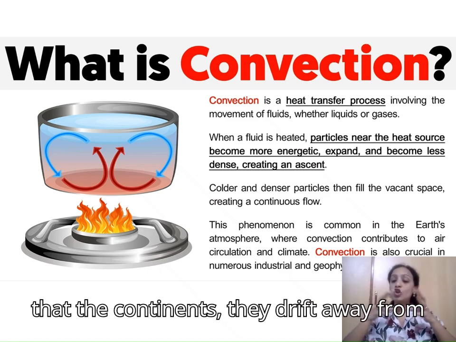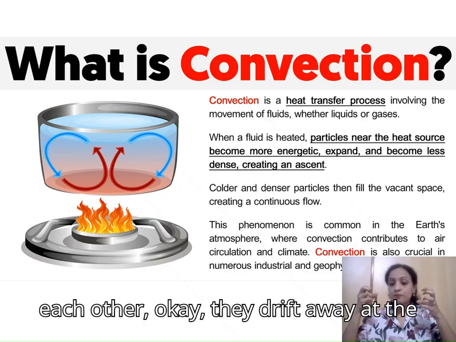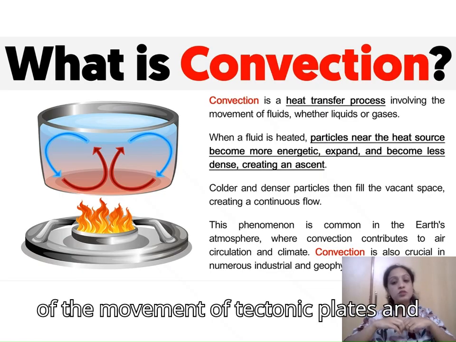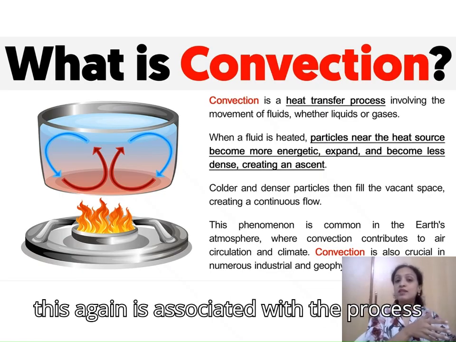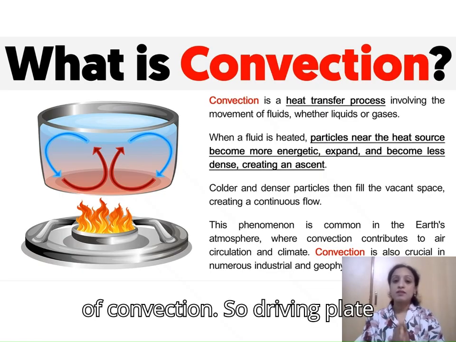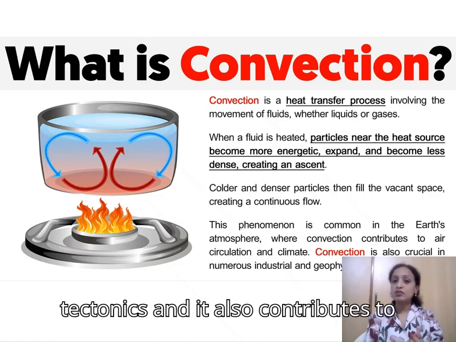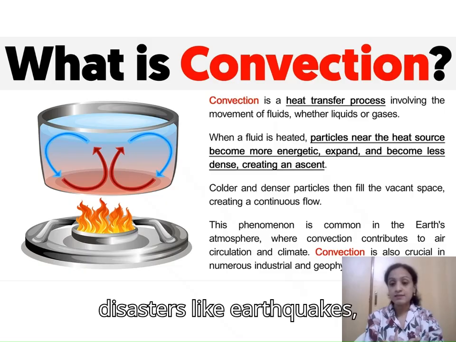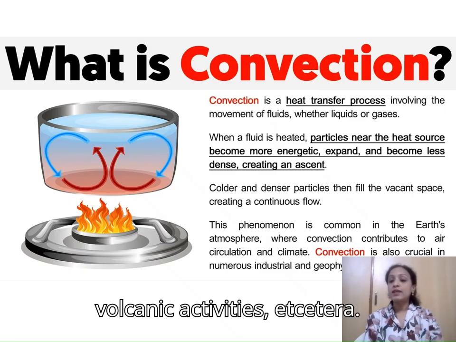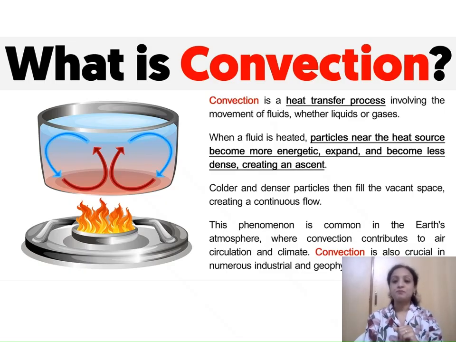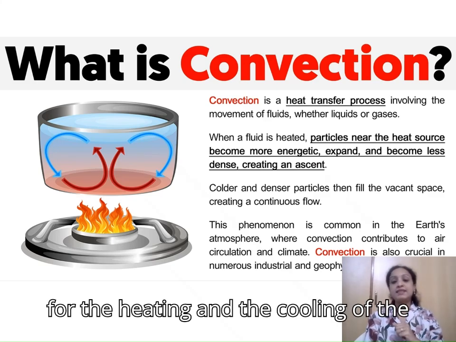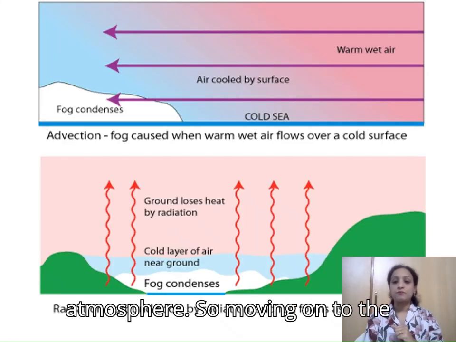So we know that the continents drift away from each other. Okay, they drift away at the rate of 1 inch per year. The reason for the drifting of continents is the movement of tectonic plates, and this again is associated with the process of convection. So it drives plate tectonics, and it also contributes to natural disasters like earthquakes, volcanic activities, etc. So this again is a key mechanism for the heating and the cooling of the atmosphere.